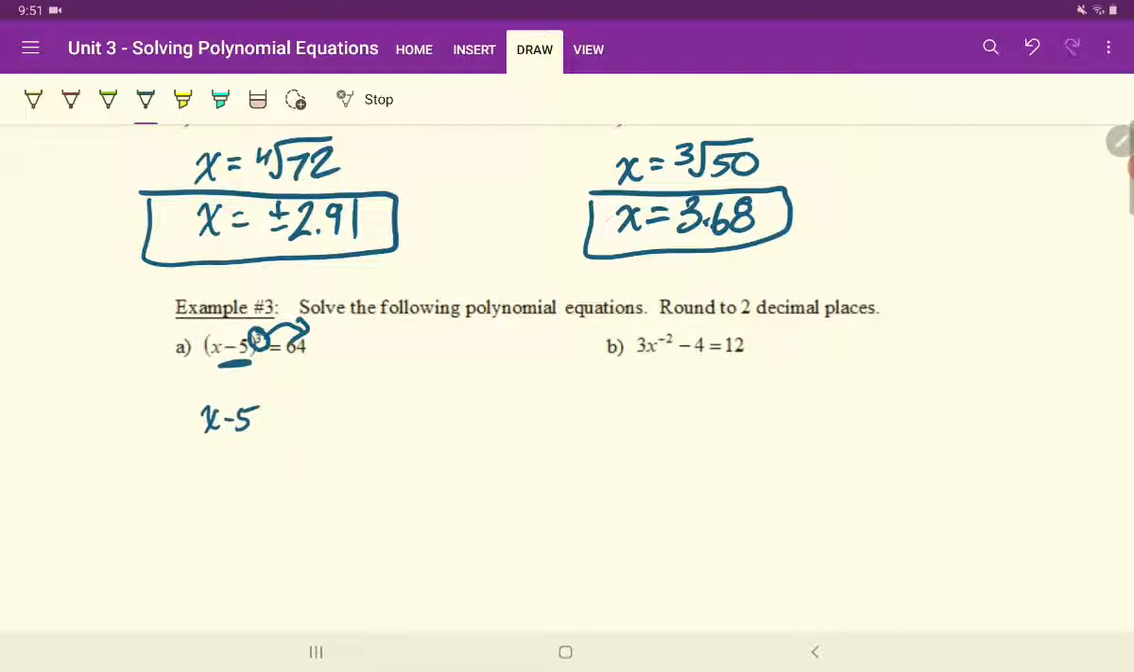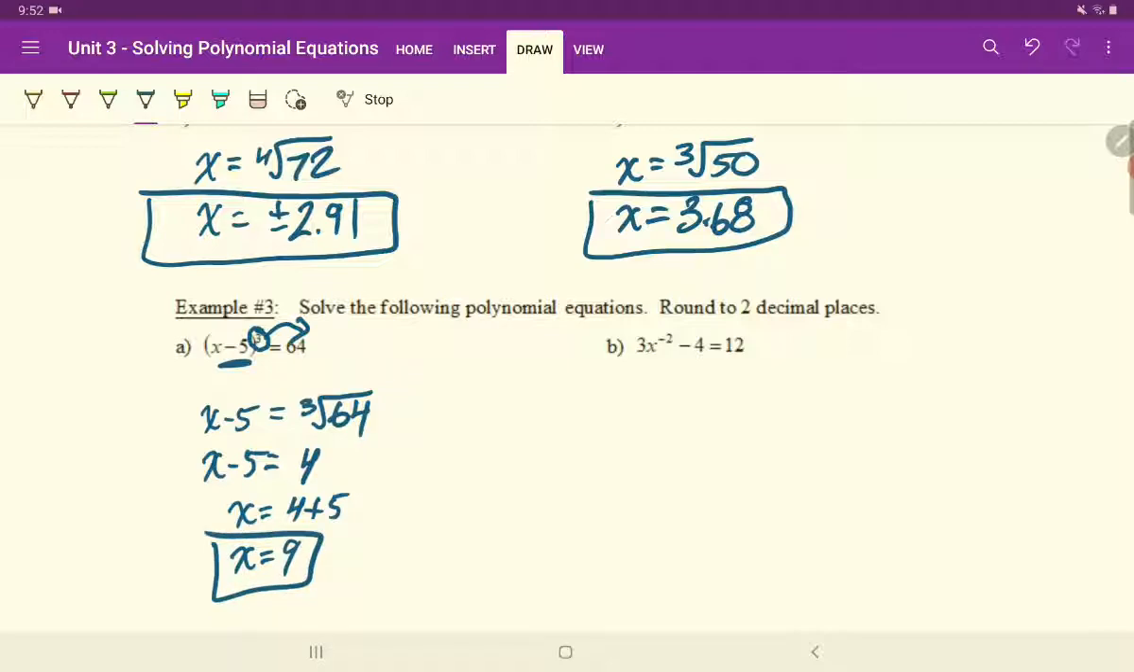We can now drop the brackets because we are removing the cubed and turning it into the cubed root of 64 on the other side. The cubed root of 64 is 4. Okay, now we can move the -5 over, becomes 4 plus 5, and x equals 9. Okay, so very straightforward there. Just make sure that you move the cubed operation to the other side first before you touch what's in the bracket.